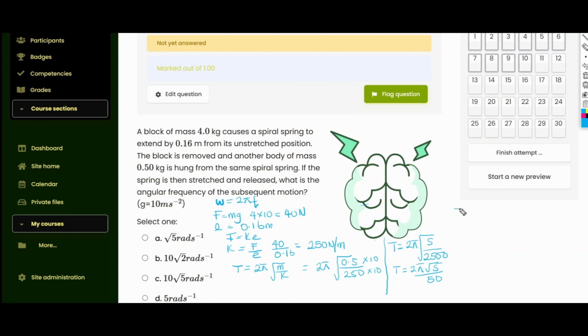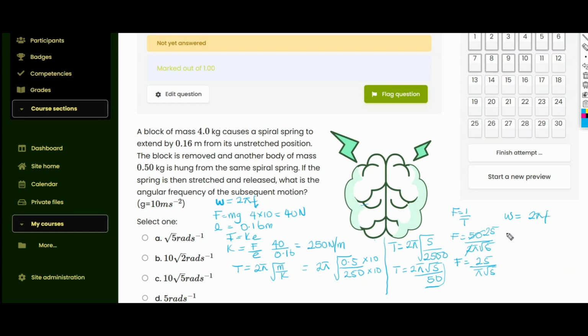Now we need to find our f. So remember that f is equal to 1 over T. So we'll just have to take the reciprocal of the whole of this. Taking that reciprocal gives us 50 over 2 pi root 5. So these two cancel, and we have 25. So f is equal to 25 over pi root 5. So putting it into our formula for angular frequency, W equals 2 pi f.